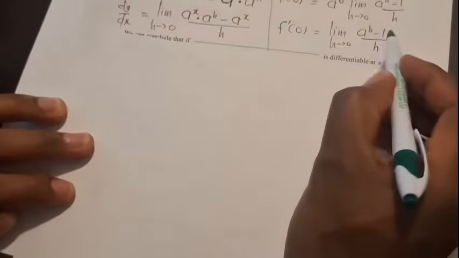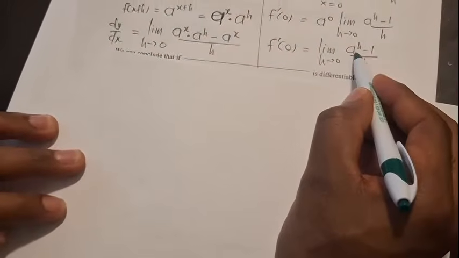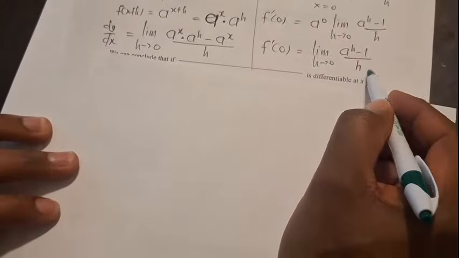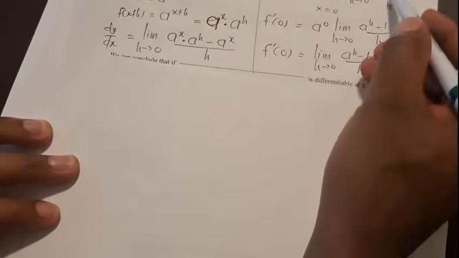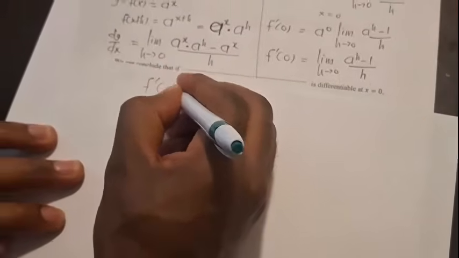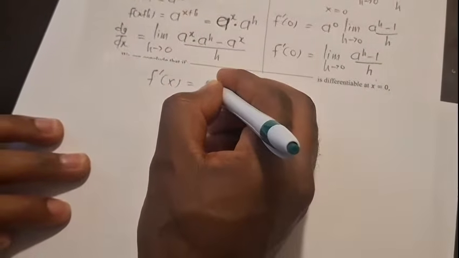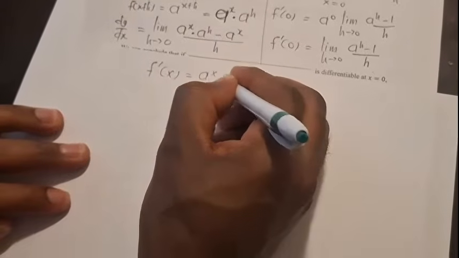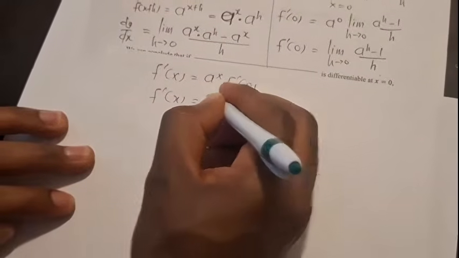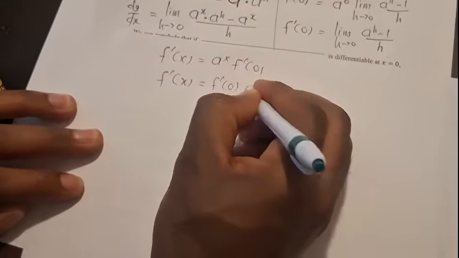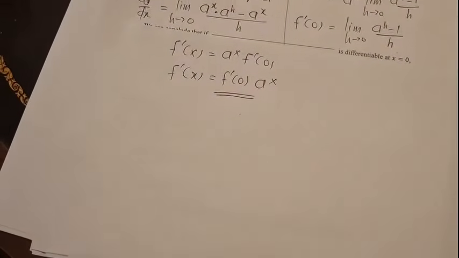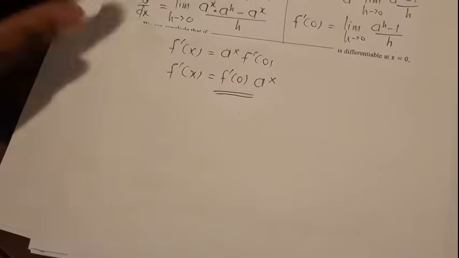So you realize that the limit where h approaches 0 of a exponent h minus 1 over h is f prime of 0. So in place of this is just f prime of 0. Then we can say f prime of x is equal to a exponent x times f prime of 0. So our f prime of x will be equal to f prime of 0 times a exponent x. So you can realize that at the point x is equal to 0, the function is differentiable.